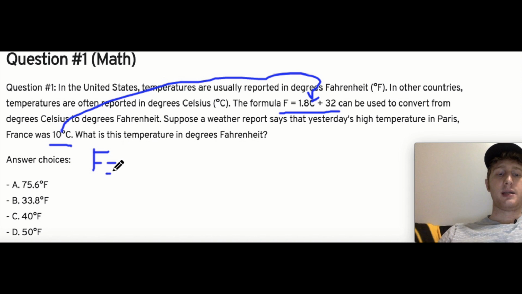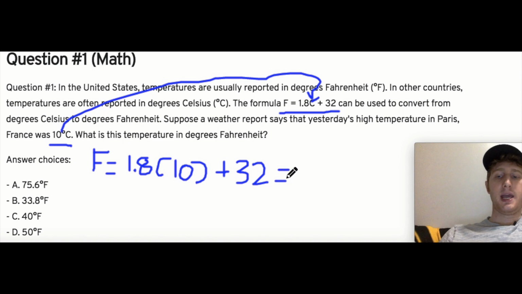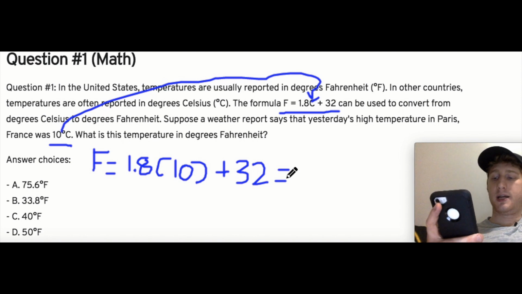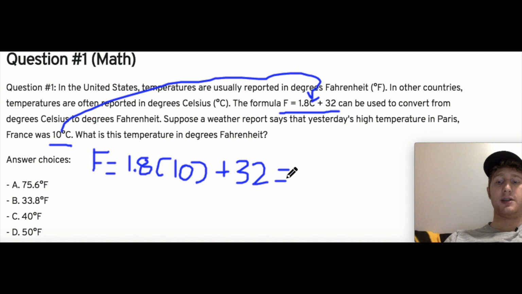So let me rewrite that down here. We now have the temperature in degrees Fahrenheit equals 1.8 times 10, because remember we're replacing the C in the formula with 10. So we have 1.8 times 10 plus 32. And for the majority of GED math, you'll be able to use a calculator. And on GED Science, you can use a calculator too. So I've got my phone off screen, and that's my calculator for today. And I'm going to do the math here, and that's the fastest way to do it.